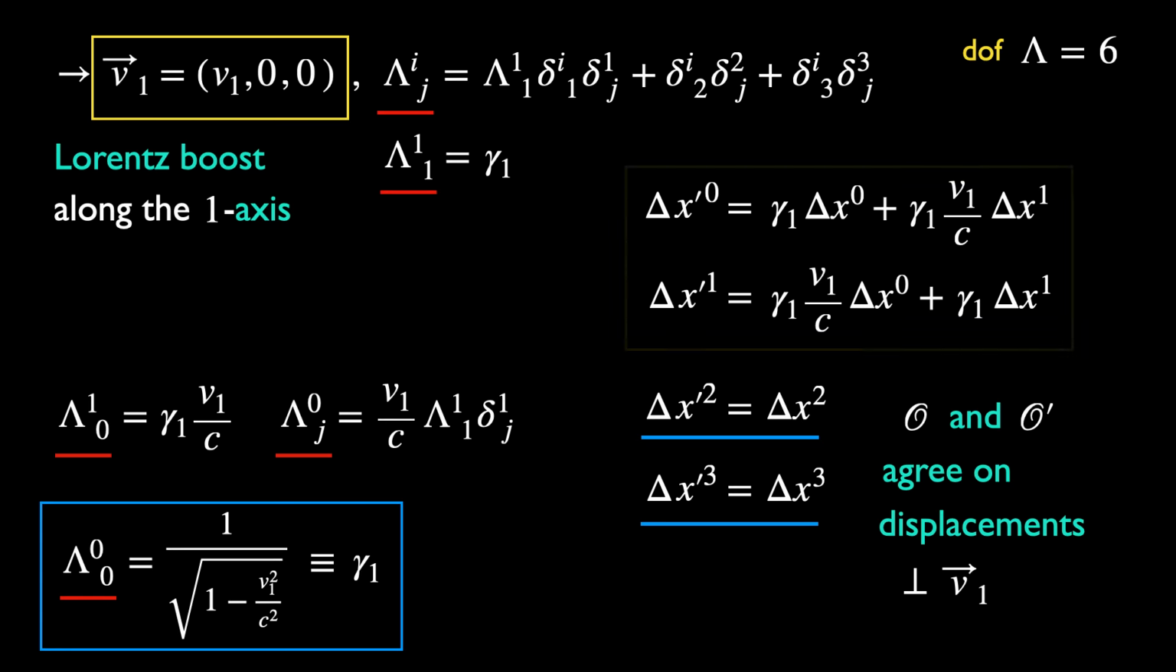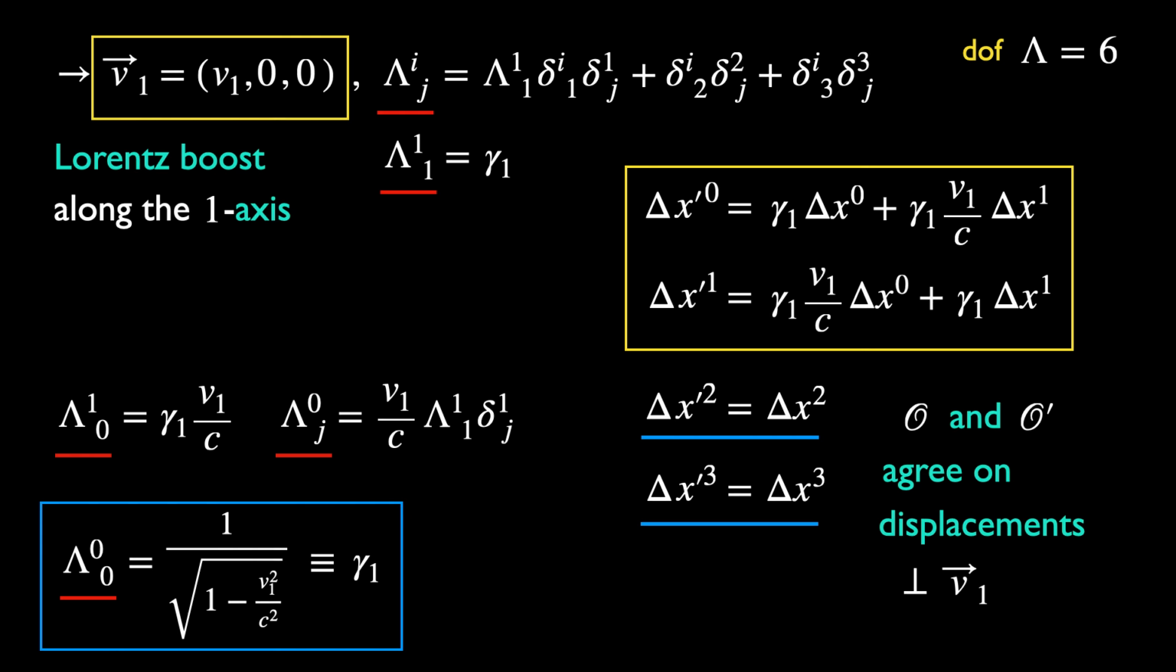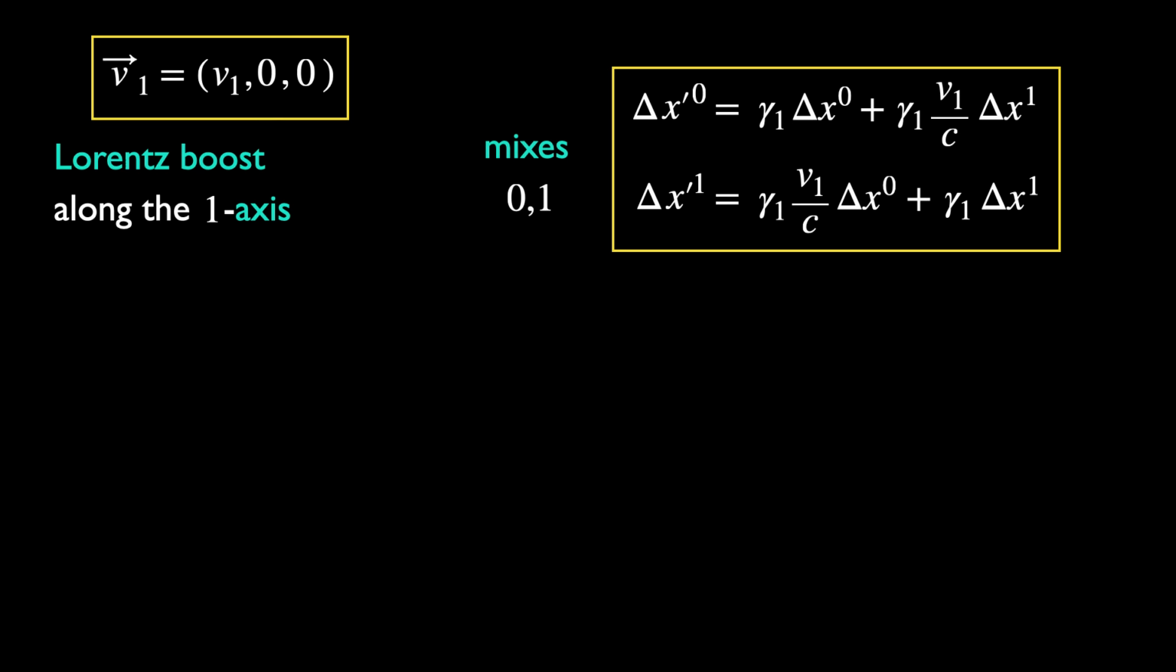The Lorentz Boost along the first axis only mixes the time and the first spatial components of the spacetime displacement. We can represent this mixing by the following matrix equation.